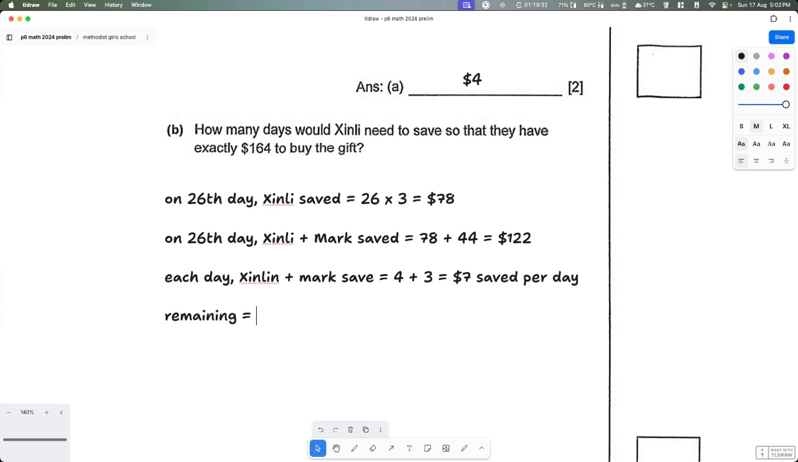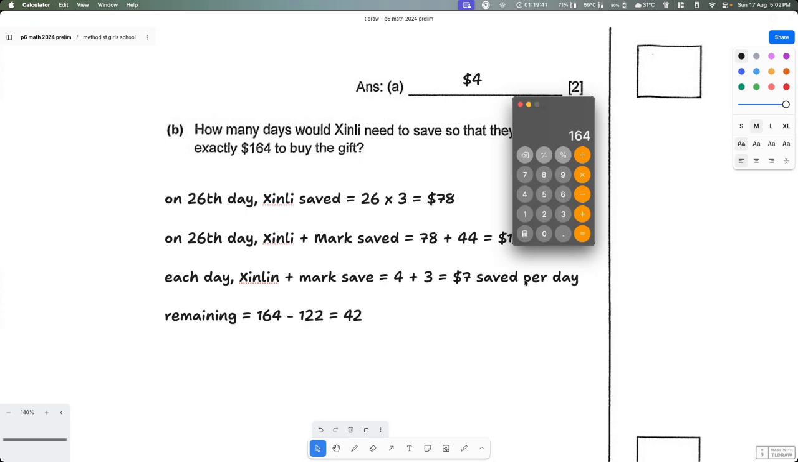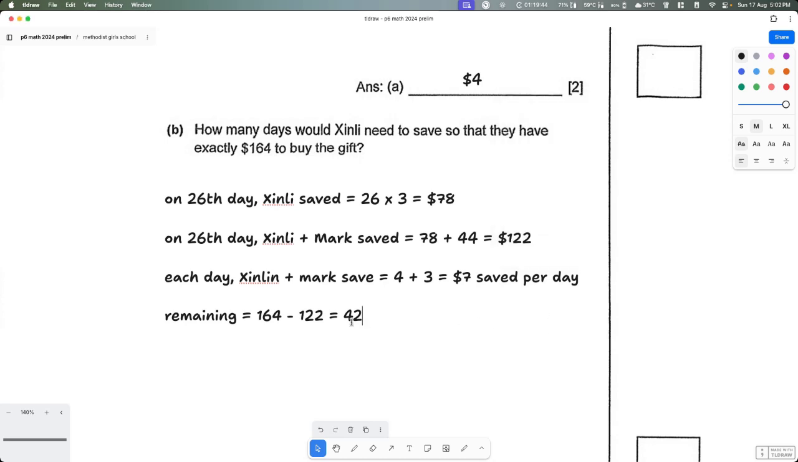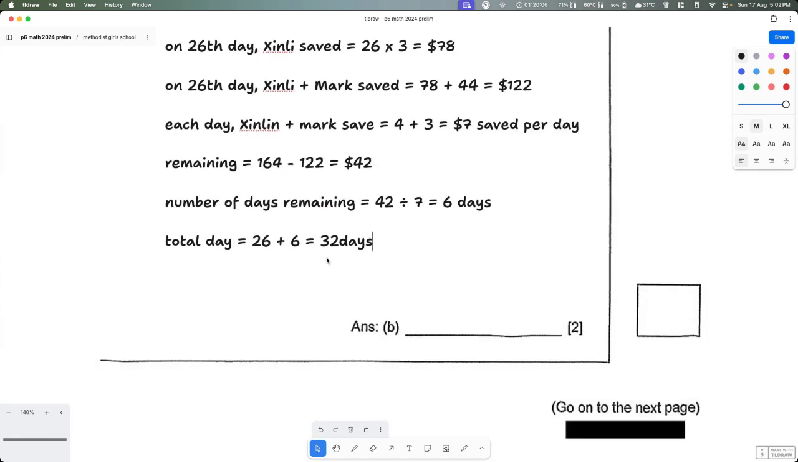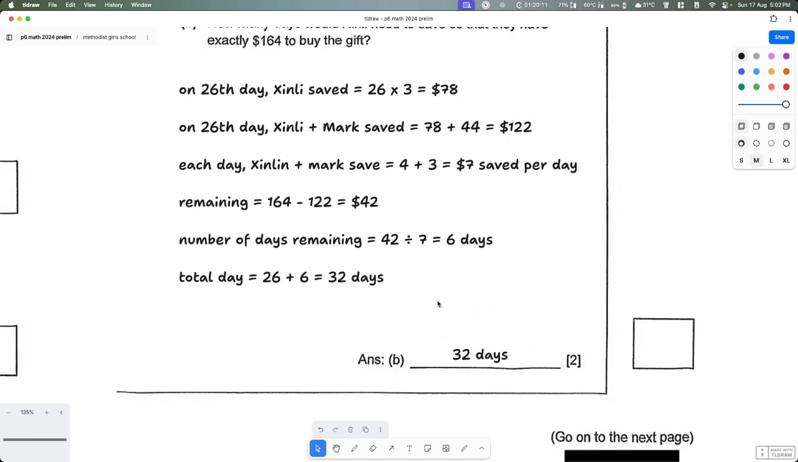So remaining is equal to 164 minus 122, equal to 42. Remaining is $42. So the number of days remaining is equal to 42 divided by 7, and this is 6 days. Total days is equal to 26 plus 6, which is 32 days. There you go, so the answer is 32 days. All right, let's move to the next question.